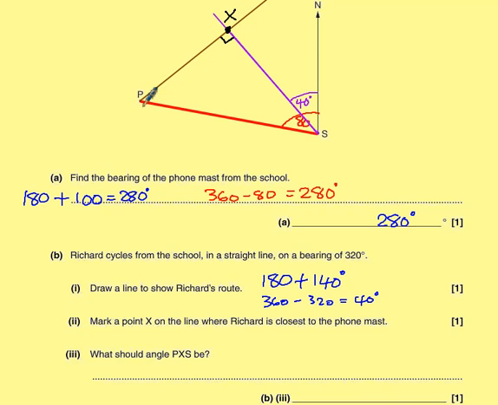Okay, because if we imagined we actually drew a circle with radius P there, it would be a tangent to that purple line. So the shortest distance is the perpendicular distance from P to X. Part 3, what should angle PXS be? PXS should be 90 degrees.